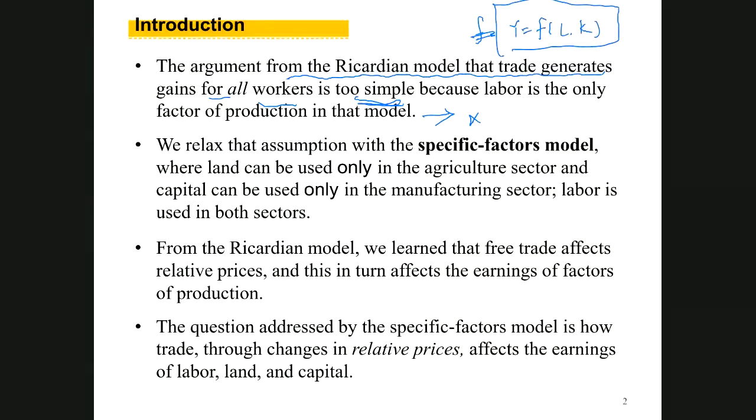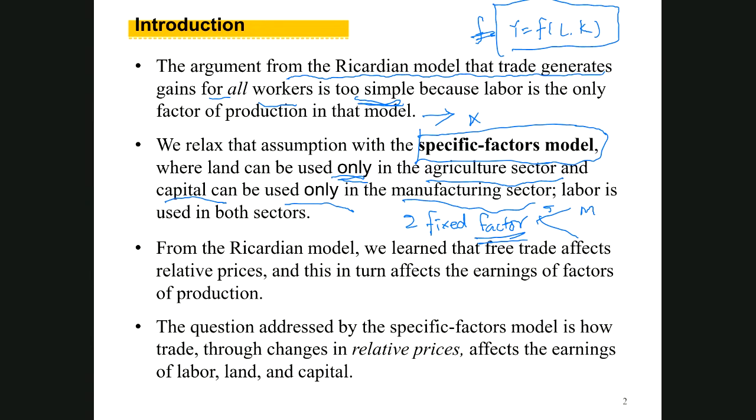So we will relax the assumption with the specific factor model, which is the core of this chapter, where land can be used only in the agriculture sector, and capital can be used only in the manufacturing sector. All right, so I have two fixed factors, and those factors could be only used in their industry, either manufacturing or agriculture.